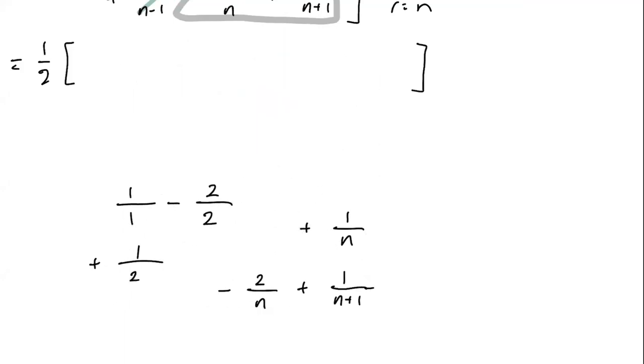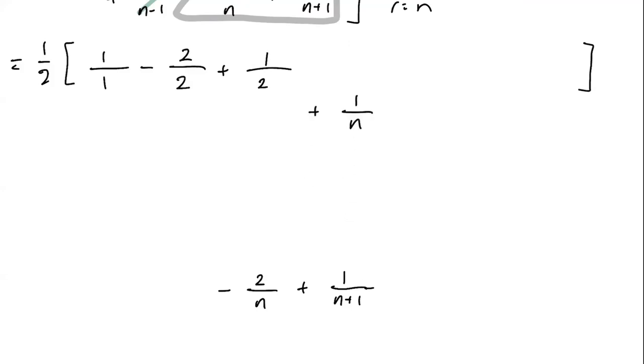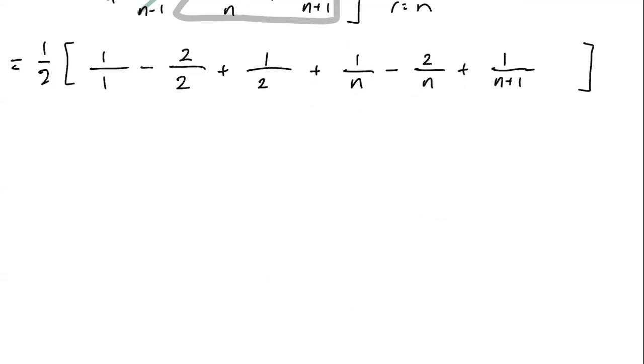So it looks like half minus 2/2 plus half. Move the bracket away to make space. Plus 1/n minus 2/n plus 1/(n+1). Okay, good. So this is equal to half multiplied by, let's see, what's 1/1 minus 2/2?